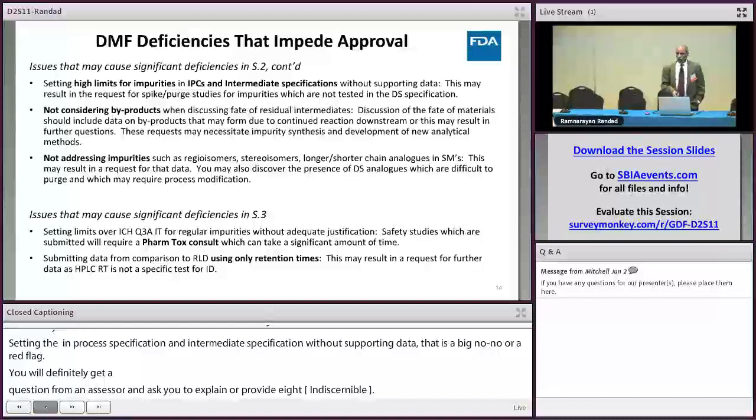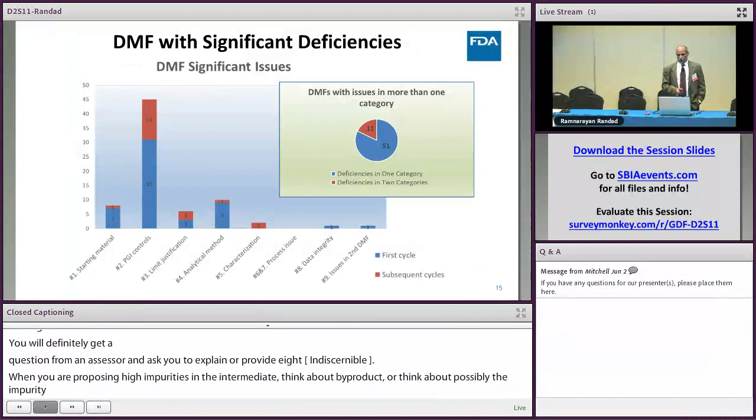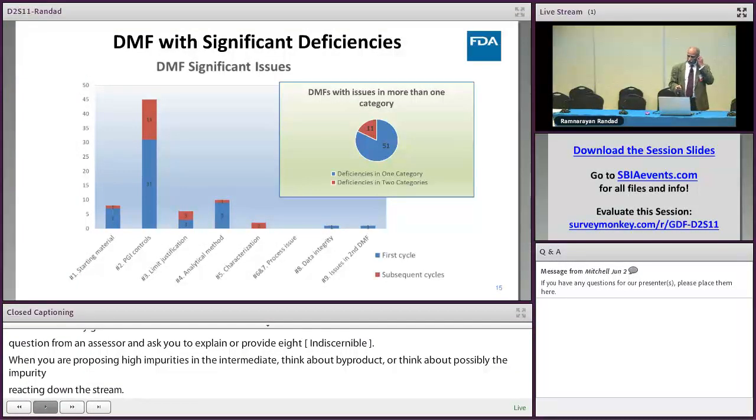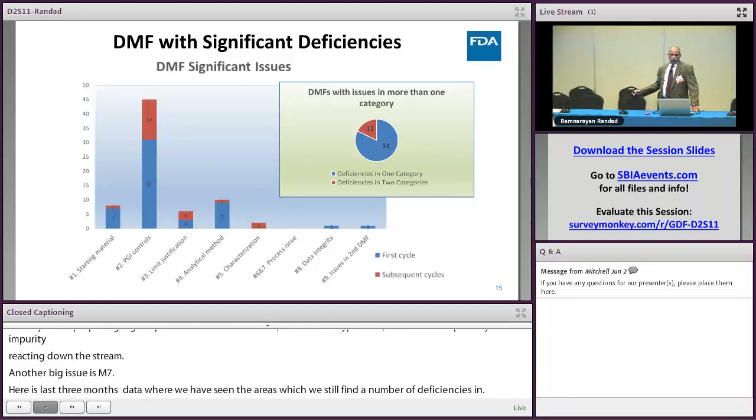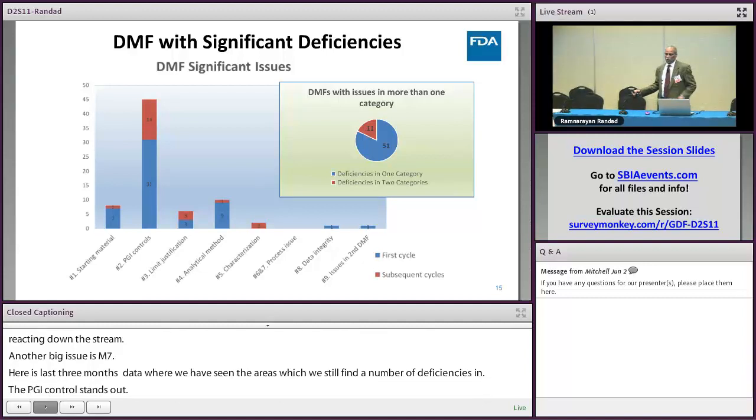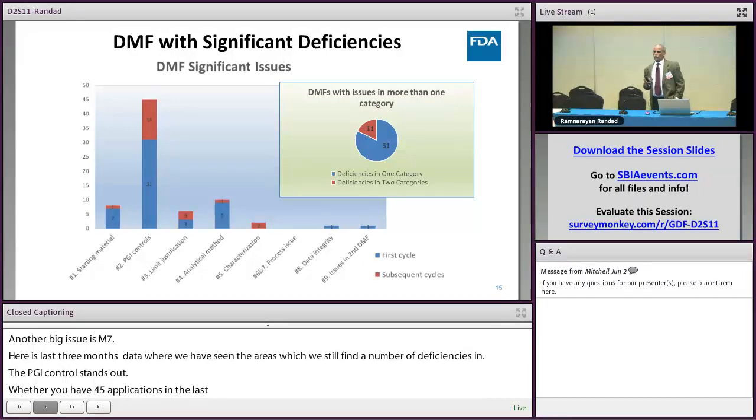Another big issue is M7. Here is data, again from the last 3 months, showing the areas where we still find a number of deficiencies, and the PGI control stands out, where almost 45 applications in the last 3 months have received a deficiency in the PGI. And the reason I point this out as a major deficiency is that you will have to do something when you get a question about PGI.